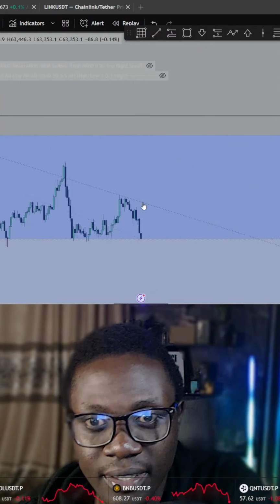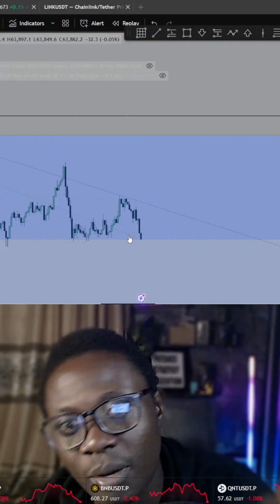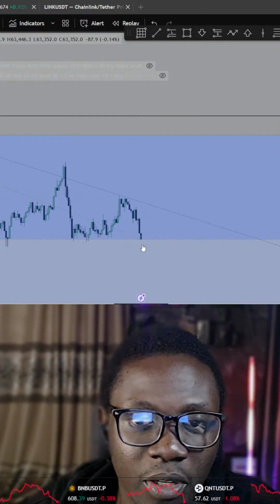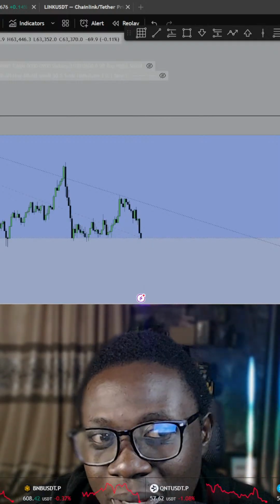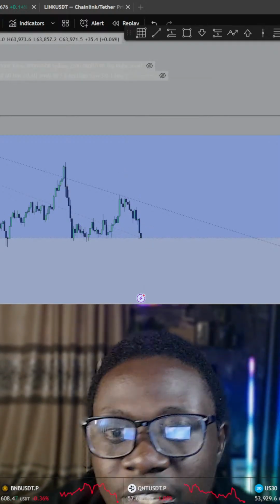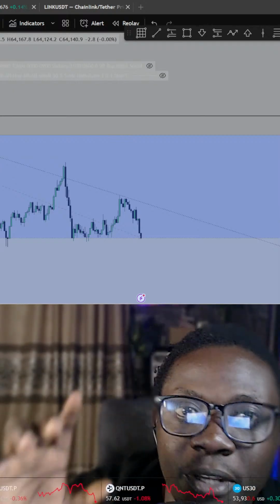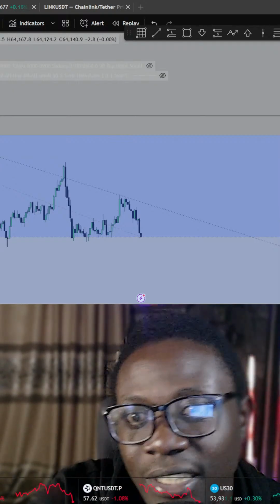This is going to be probably my next protected low. I'm not going to take a short right here, because if I place a short right here, I'm being reactive, and I might not get a proper retracement. What I want to do is look for the next perfect point of short. That's what I really want to do.